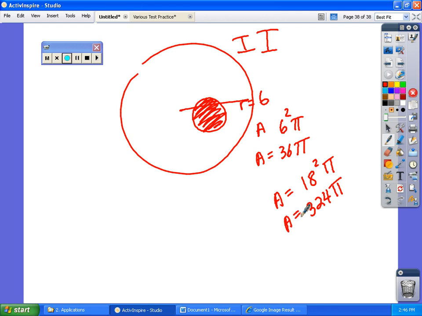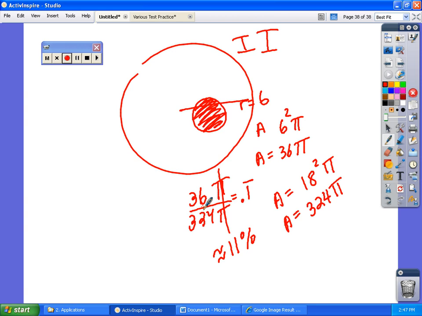Well, now to find the probability, I'm going to do 36 pi over 324 pi. And pi divided by pi cancels out. And 36 divided by 324 is exactly 0.111 repeating. So we would say that the probability is about 11%. Okay? I could also have reduced this fraction.